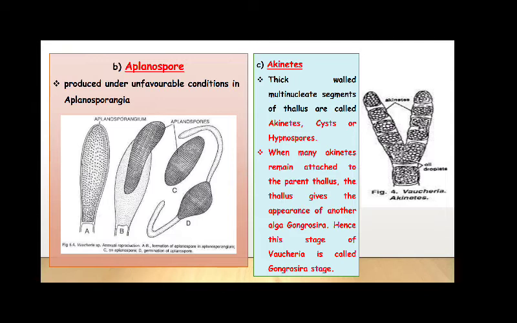They are also known as hypnospores or cysts. The protoplast of akinetes is laden with oil, and during favorable conditions, akinetes germinate into new filaments. Sometimes the above akinete chains look like another alga, Gongrosira. Hence, this stage of Vaucheria is also known as the Gongrosira stage. Okay, so what are akinetes?